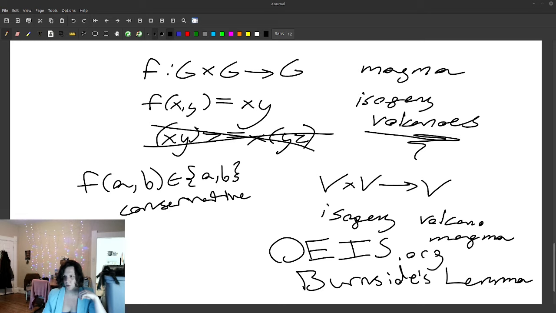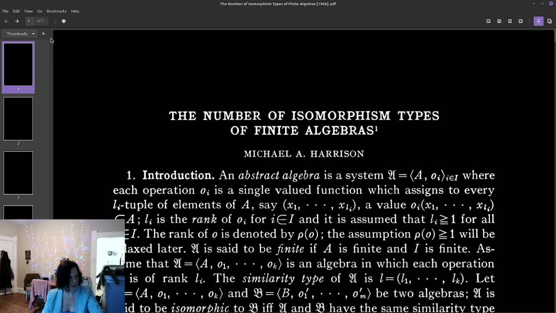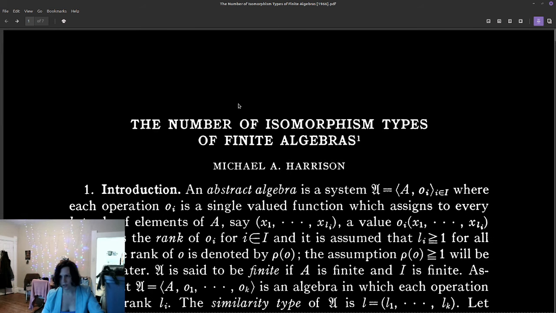I have a bunch of algebra books, and so let's see. Universal algebra, finite algebras. It's the number of isomorphism types of finite algebras. Here, I'll bring it over here. Alright, this was really quite something.